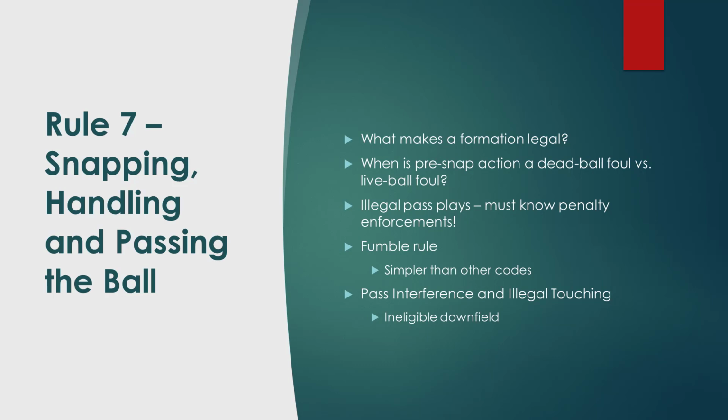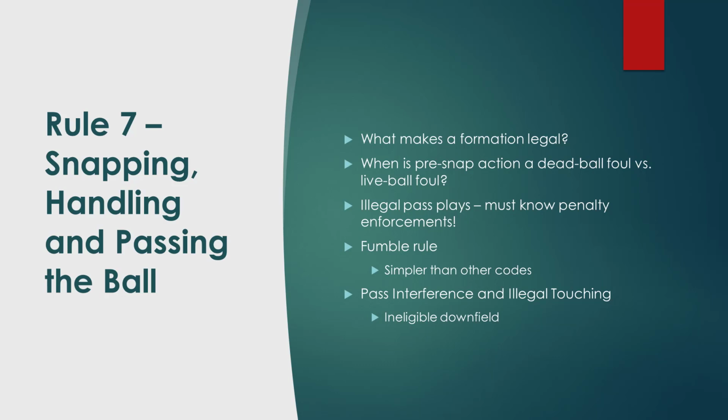So first, formations: what makes them legal? We need to know the aspects of a back and a lineman, how many numbers we need to be on the line, the minimum number of players on the line versus in the backfield, those kinds of factors. And then pre-snap action or action at the snap. What makes it a dead ball foul versus a live ball foul? So make sure we understand whether we're going to let the play go or we're going to kill it, and what factors we need to consider when we make that decision.